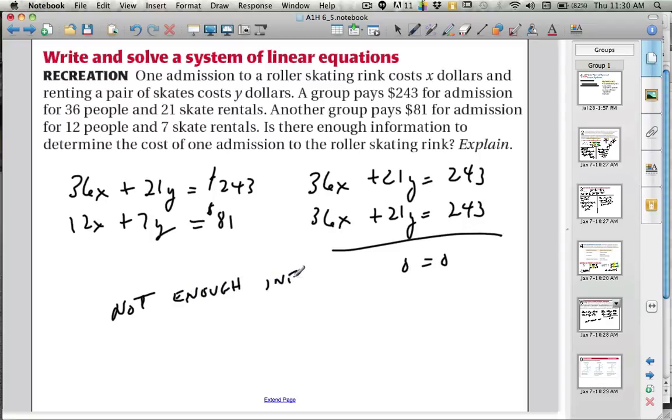Any price that I chose would work because the ratio of admissions to skate rentals is the same in both of these equations. That's essentially the problem, but this becomes not enough information.